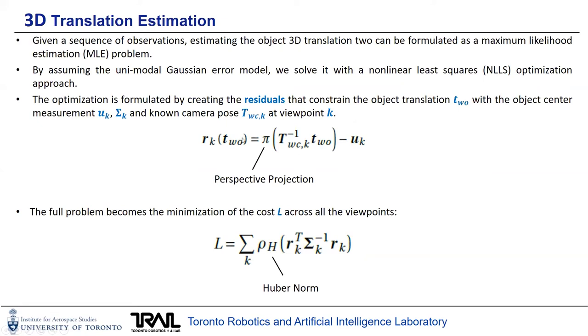And to estimate the 3D translation, because we have per-frame observations and known camera poses, we can formulate it as a nonlinear optimization problem by assuming a unimodal Gaussian error model. This is very similar to a SLAM backend, but instead of estimating both camera poses and 3D landmarks, for our problem we can treat it as mapping only. We only estimate the landmark, which in our case means optimization of the 3D object translation using the known camera poses.